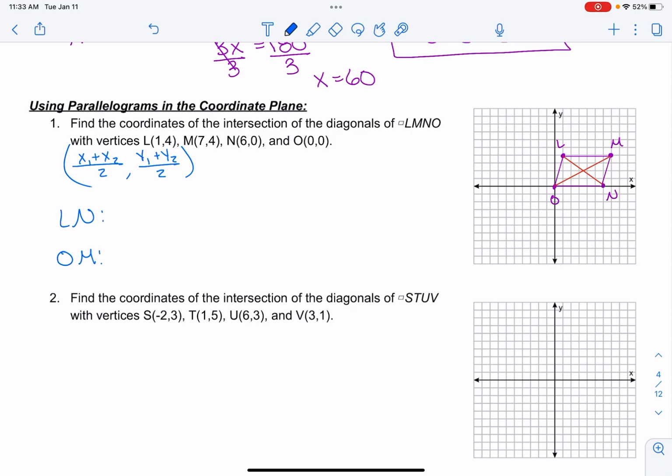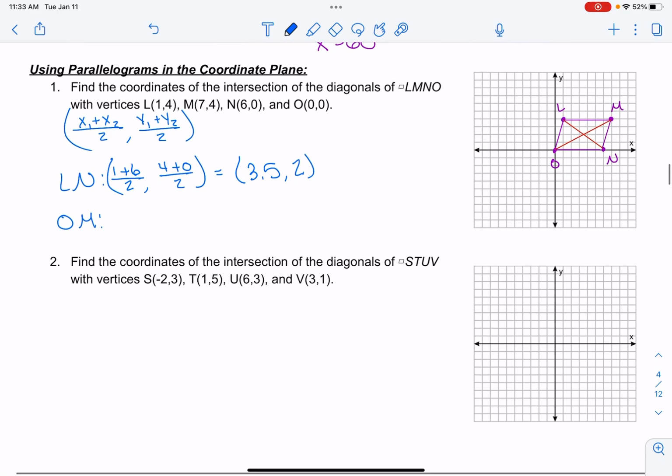So LN, so the x of L is 1, plus the x of N is 6, divided by 2. The y of L is 4, plus the y of N is 0, and divide that by 2. 1 plus 6 is 7. 7 divided by 2 is 3.5. 4 plus 0 is 4. Divided by 2 is 2.